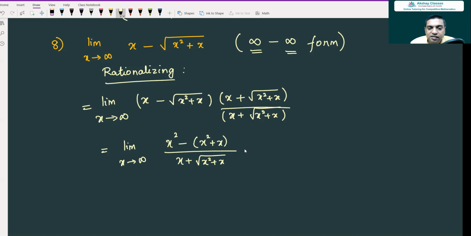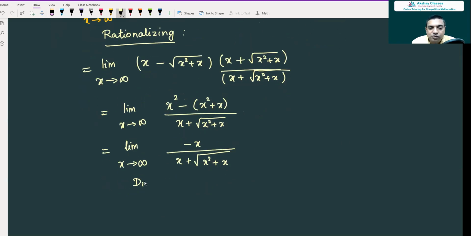So I get limit x tends to infinity, x square minus x square plus x in the numerator. The x square and x square cancel. I am left with minus x. And in the denominator, I have x plus under root of x square plus x. Now it is an infinity by infinity form with a negative sign.